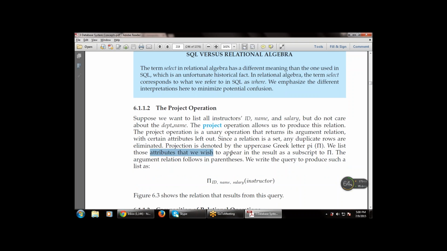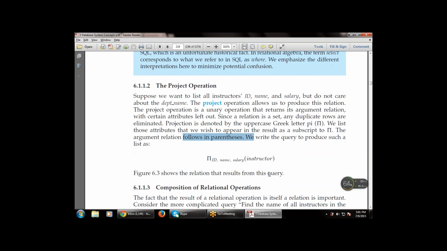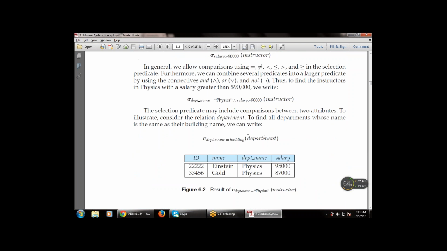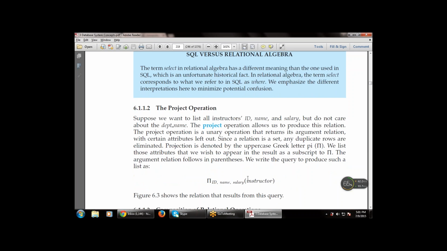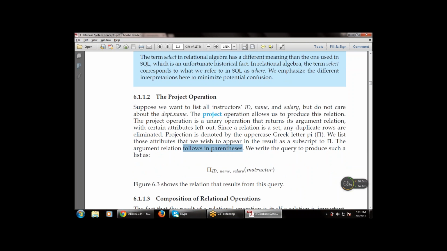We list those attributes that we wish to appear in the result as a subscript to the pi, in the same way that we write the subscript with sigma in the select operation. The argument relation follows in parentheses. Whatever relation is given, that is, a table, is written in the parentheses. We write the query like this: the projection of ID, name and salary from the instructor table.